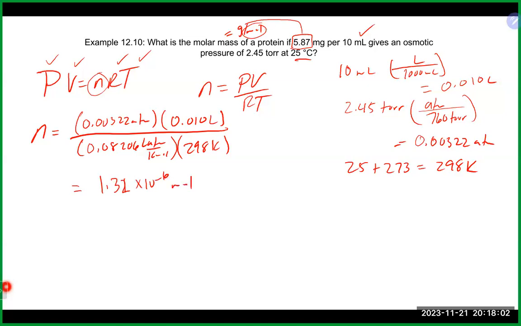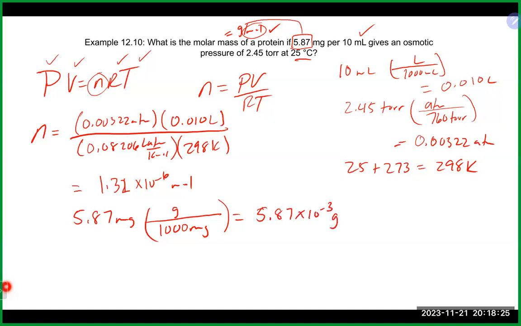Now that we have the moles part from our ideal gas law, we need to convert our milligrams into grams. So 5.87 milligrams, that's the same as milliliters and liters. 1,000 milligrams is a gram, and we're going to take that 5.87 divided by 1,000. That's going to get us 5.87 times 10 to the minus 3 grams.